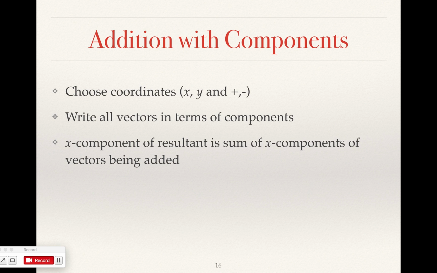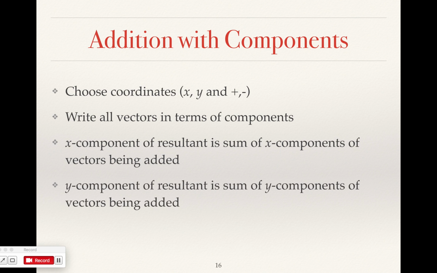Then if we're adding a bunch of these together, the x component of our resultant is going to be the sum of the x components of all the vectors we started with, or all the vectors we're adding together. Similarly, the y component of our resultant is just the sum of the y components of all the vectors that we're adding together.